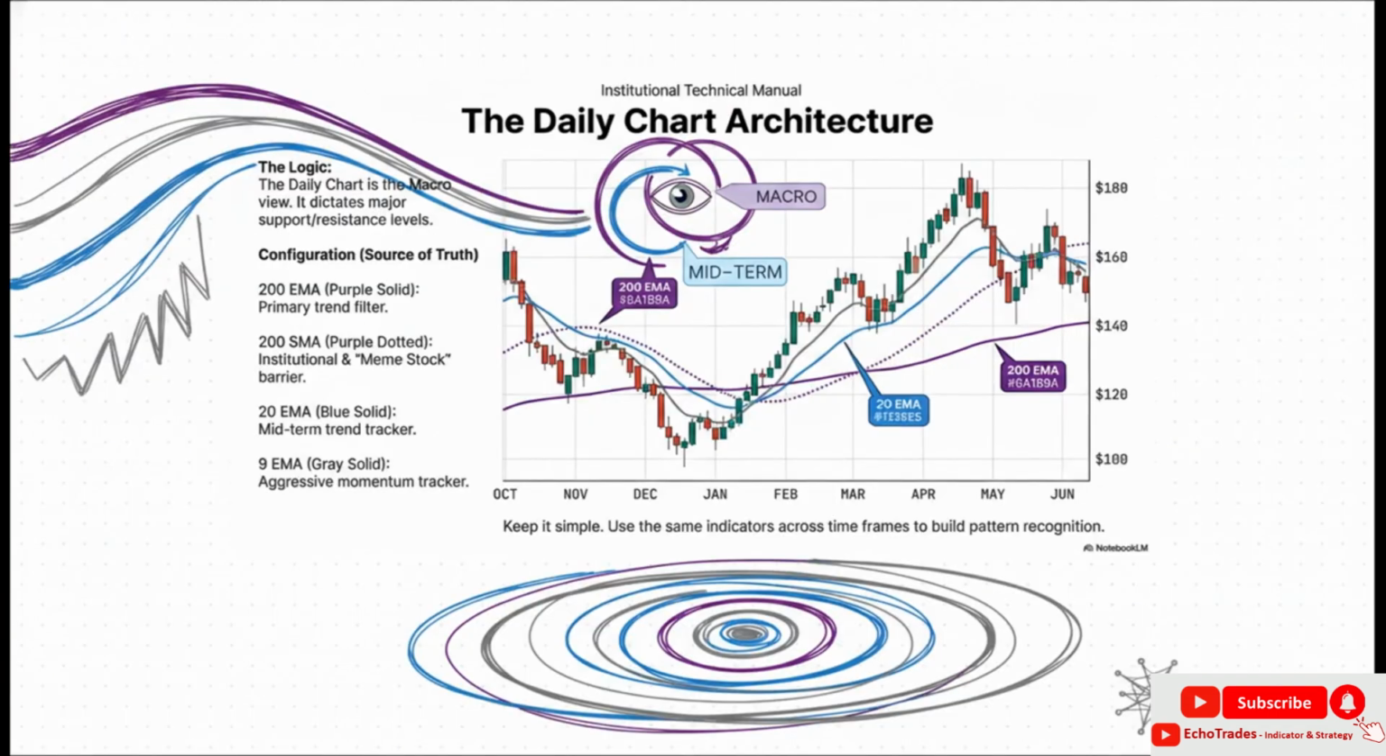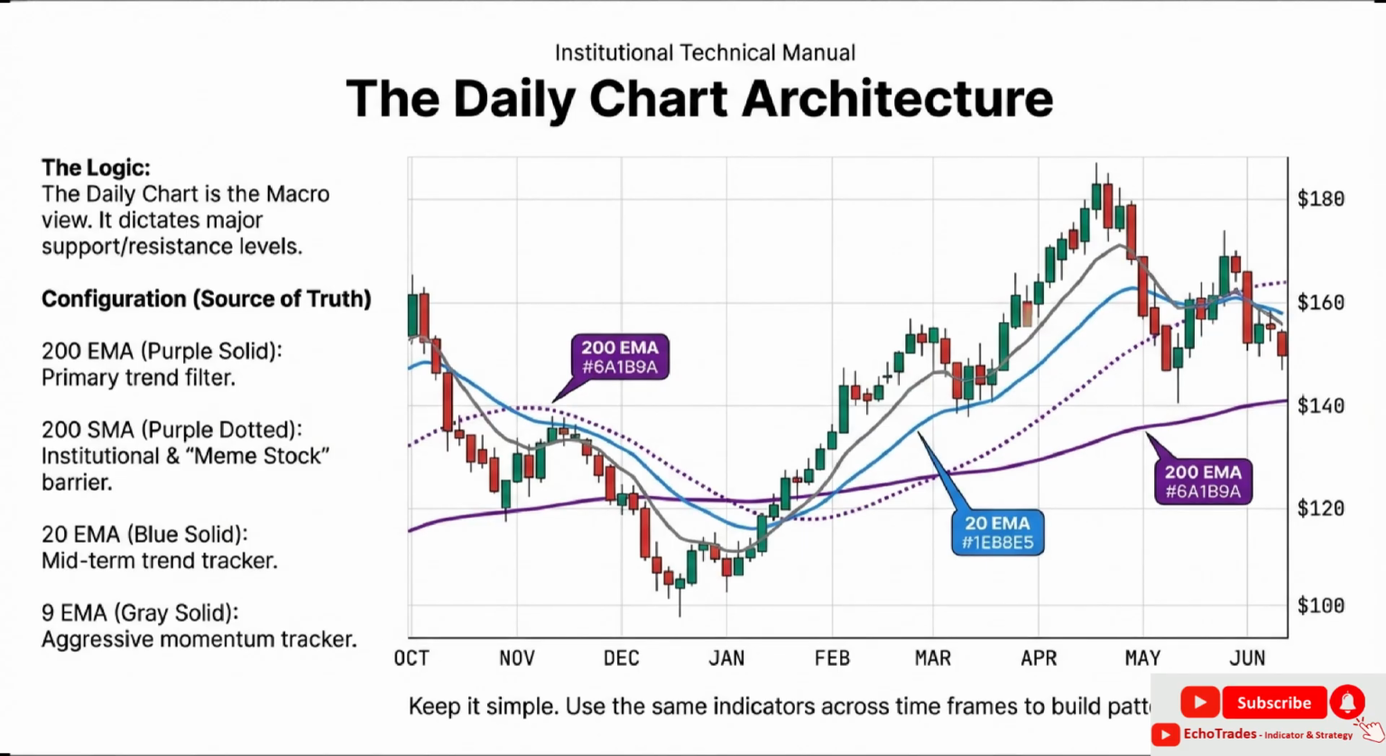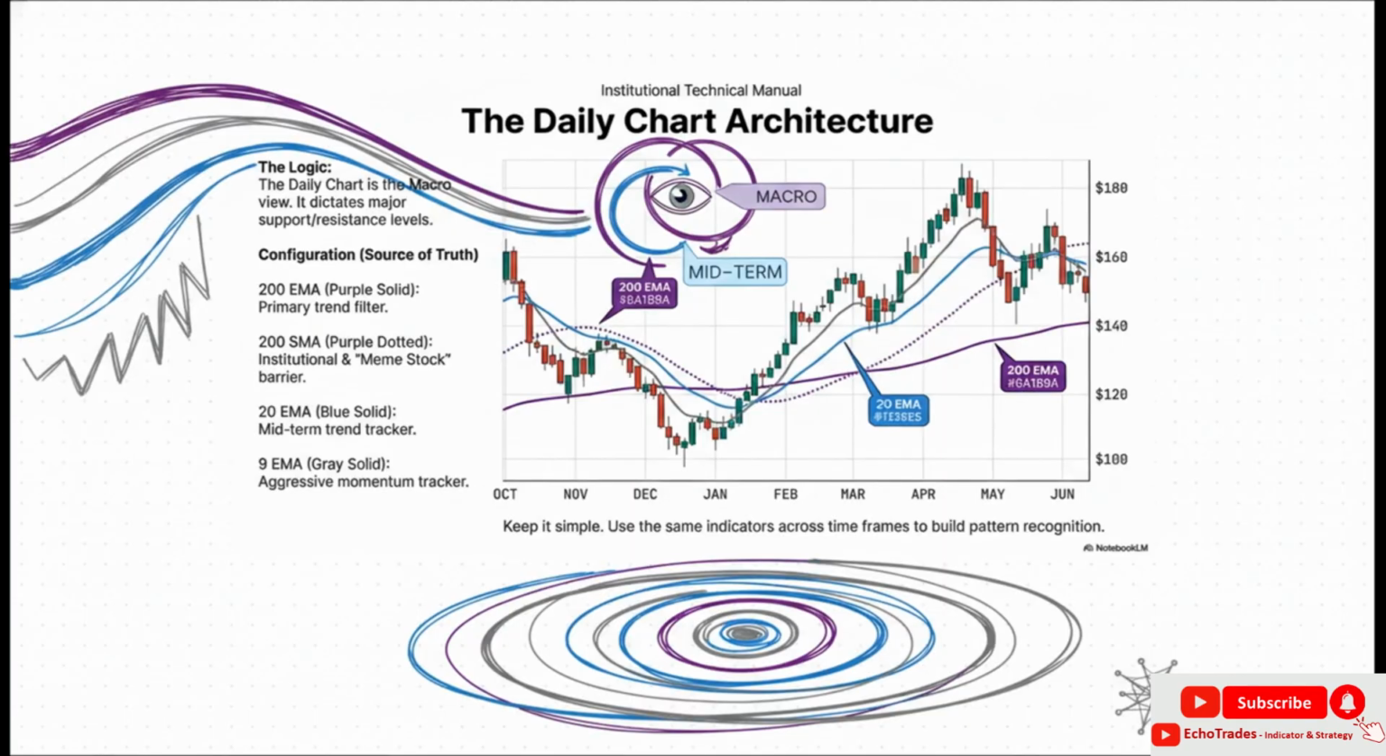But we don't just pick one. The real power comes when you layer them together to build a complete picture. The big 200-period averages, both the SMA and EMA, they show us the huge macro trend. Then the 20 EMA acts as our midterm guide. And finally, the little 9 EMA is our super aggressive short-term momentum indicator. Altogether, they give us this incredible multi-layered view of what the market's actually doing.